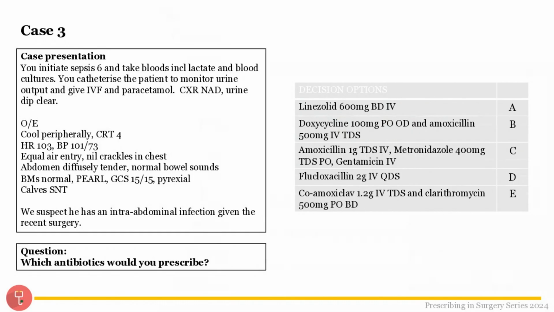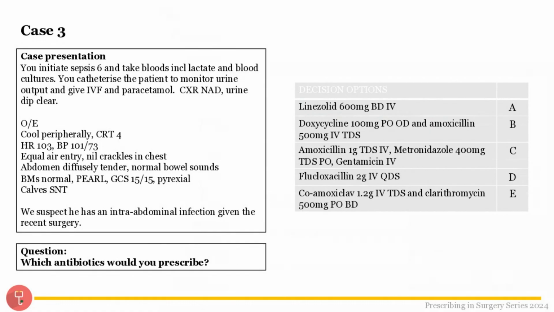Okay, so you initiate your sepsis 6, you take your bloods and lactate and your blood cultures, you put a catheter in and monitor the urine output, and you give some IV fluids and paracetamol. You get a chest x-ray, which is normal, and the urine dip is clear. So we're trying to find the source here, aren't we? On examination, he's peripherally cool with a prolonged cap refill time. He's still tachycardic. His blood pressure's still a little bit on the low side. Chest is clear and his abdomen is diffusely tender. Blood glucose is normal, pupils are equal and reactive to light, and his GCS is 15 out of 15.